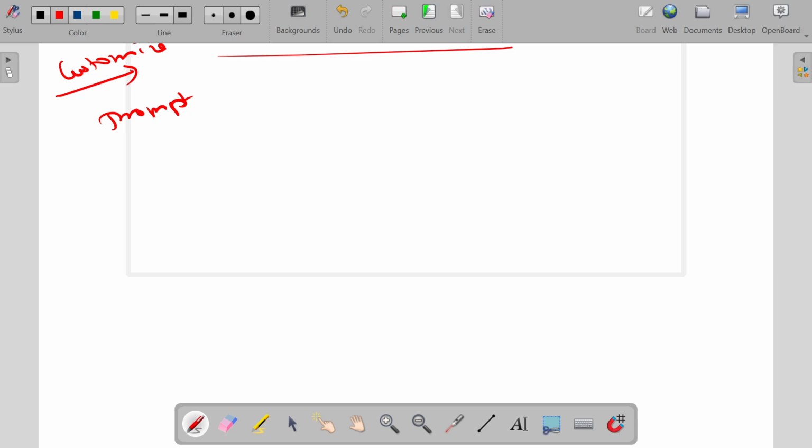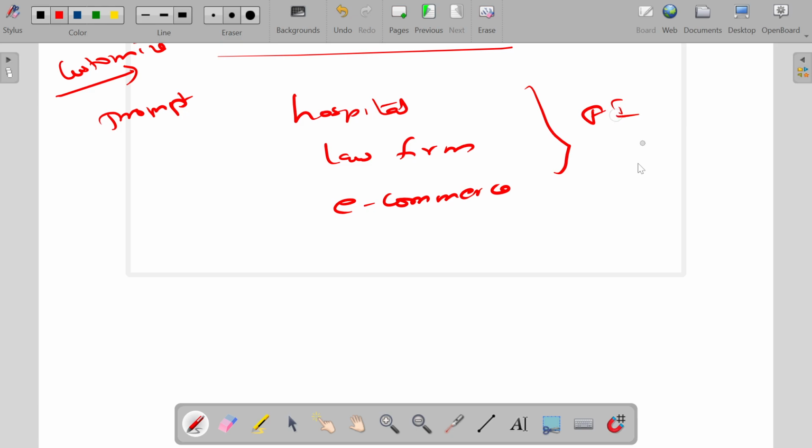Because you also need to understand the business use case, otherwise it will just become learning, and then we do nothing about it, right? So why is this customization required? Imagine there are different companies. Let's say there is a hospital, a law firm, maybe an e-commerce company. There are a lot of companies, and all of them want to build an AI assistant.